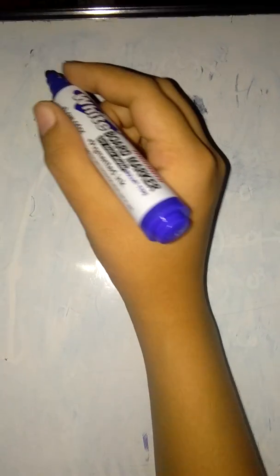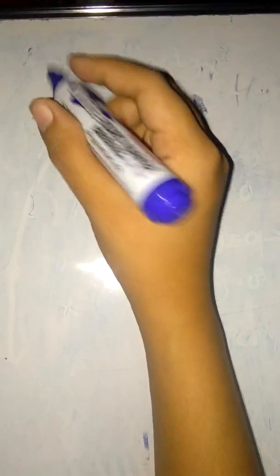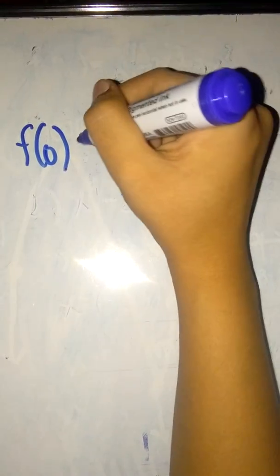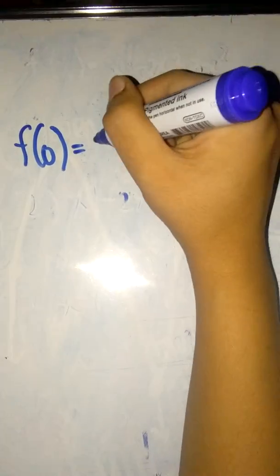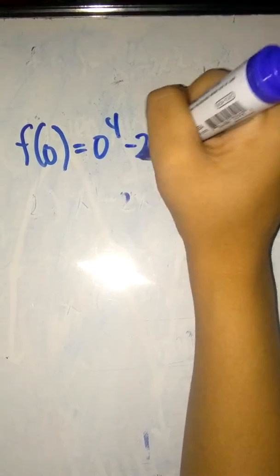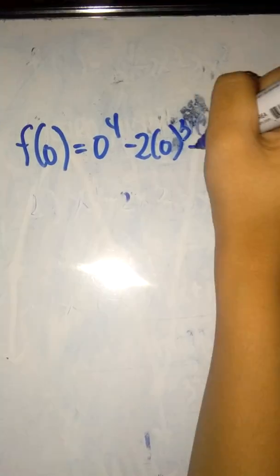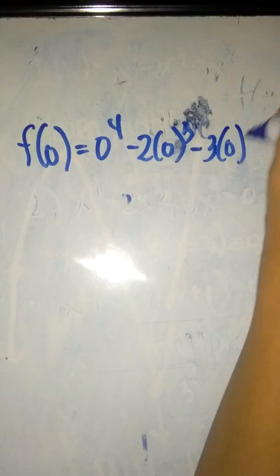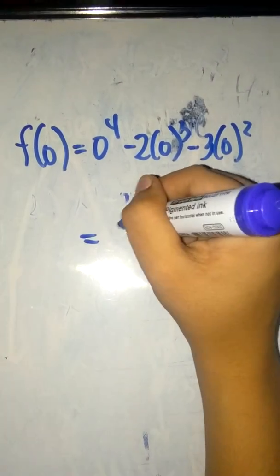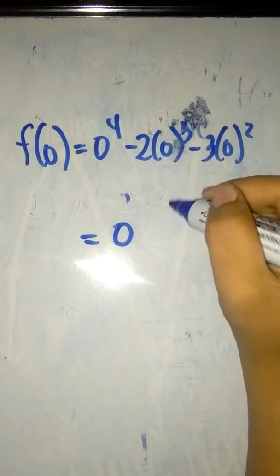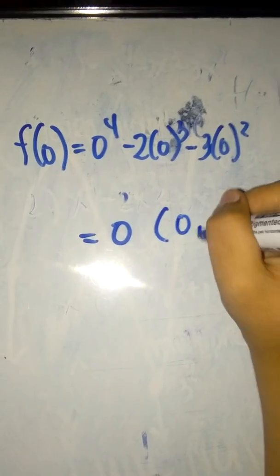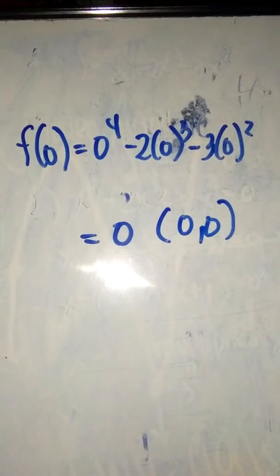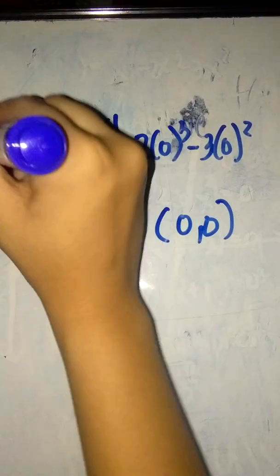Third step is to find the y-intercept of the function. So we let x be 0. So our f of 0 is 0 to the fourth minus 2 times 0 cubed minus 3 times 0 squared. And solving this, we get 0. Okay? So our y-intercept is (0, 0), which is just the origin. Okay, so this is our third step.